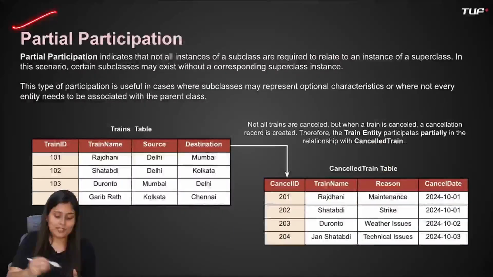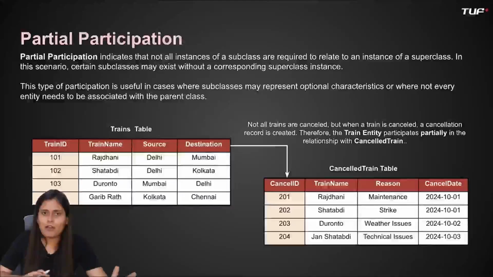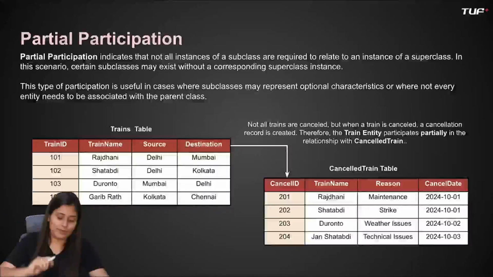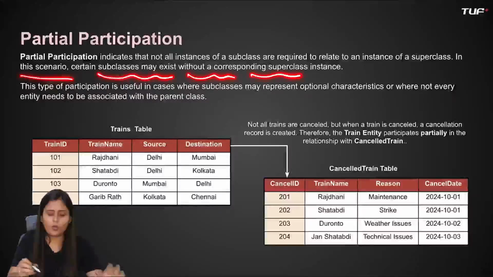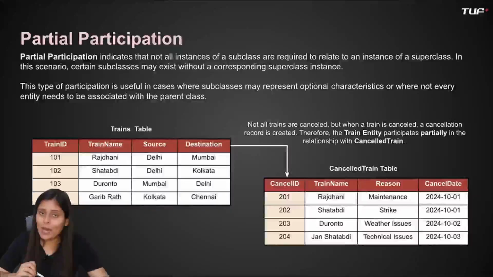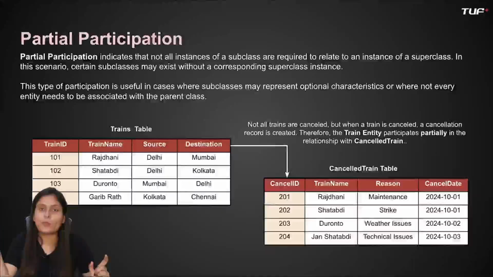Now next is partial participation. In the last-to-last lecture we learned about total participation, where all the entities had some relation with the instances of the other entity, right? But in this case it happens partially, and that is why it's called partial participation. It indicates that not all instances of a subclass are required to relate to an instance of a superclass. In this scenario, certain subclass instances may exist without a corresponding superclass. So it might happen that some instances are not there in the superclass even.